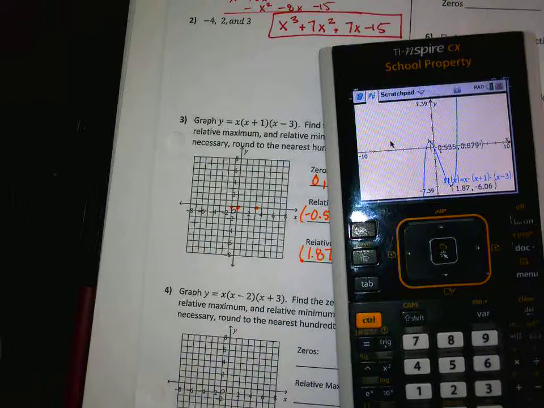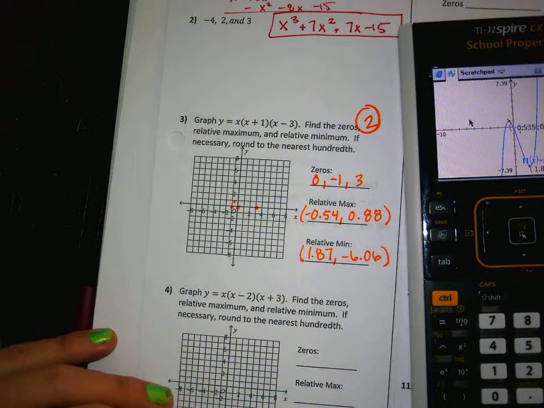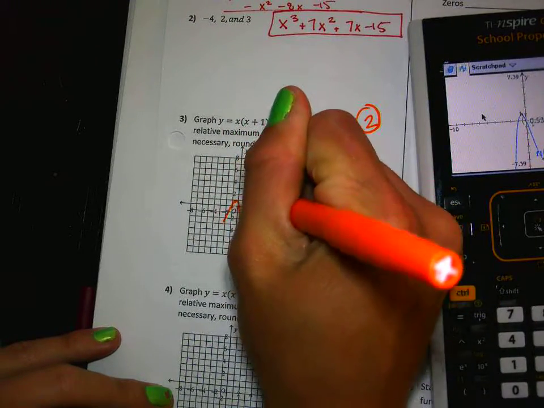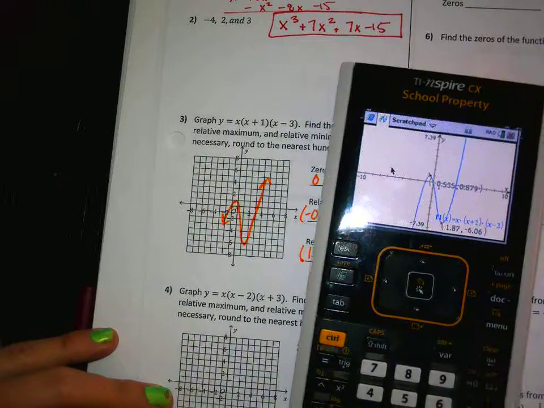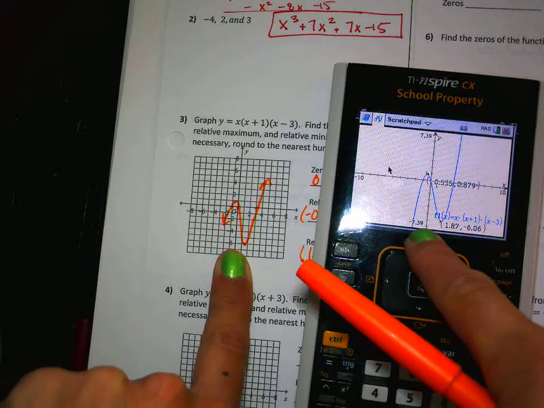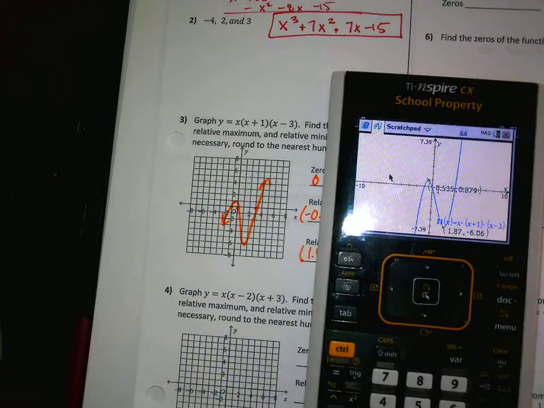For drawing the graph, I need you to just be as exact as possible. If it's close, I will give you credit. If you just squiggle, I'm not going to give you credit. So I know that the max is up here around 1, and my min is down here at -6. So if you look at your calculator and your paper, it should look pretty similar. Doesn't have to be exact, but it should be pretty similar. All right, so you're going to have 2 of those. Any questions? All right, moving on.